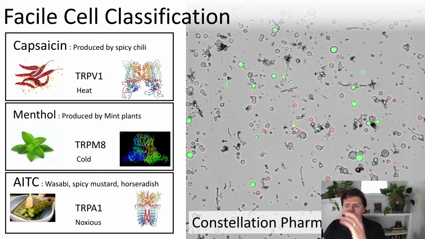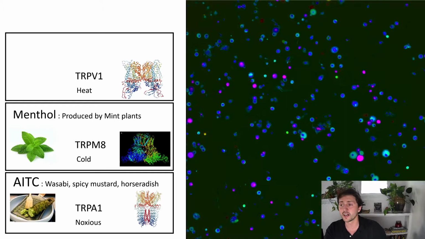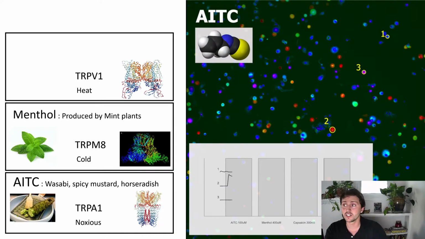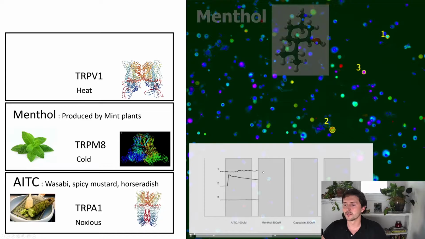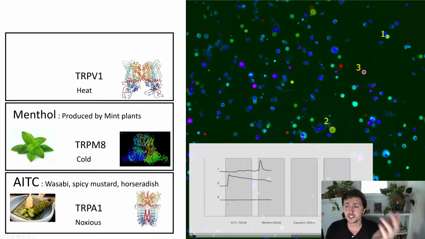So to understand which of these cells have these ion channels while still keeping them alive, we load the cells with the dye indicative of calcium. This is going to tell us when these ion channels open. So for example, when I apply AITC here, we can see the cells turn red, and we capture that information down here on the bottom left. Here, when I apply menthol, cell 1 is going to give us a response, but cell 2 and cell 3 do not. This really encapsulates how diverse and heterogeneous the cells are.